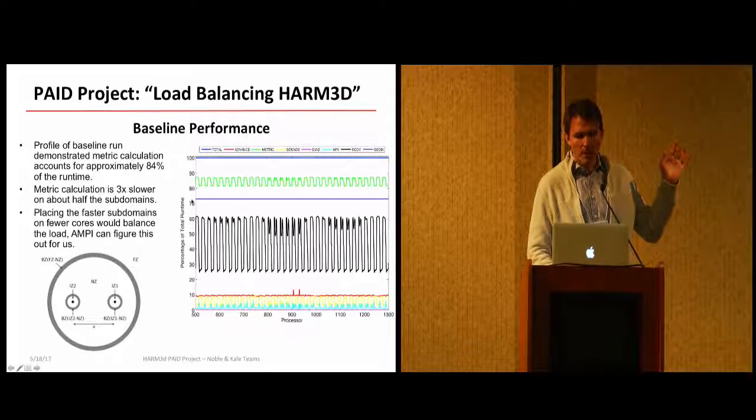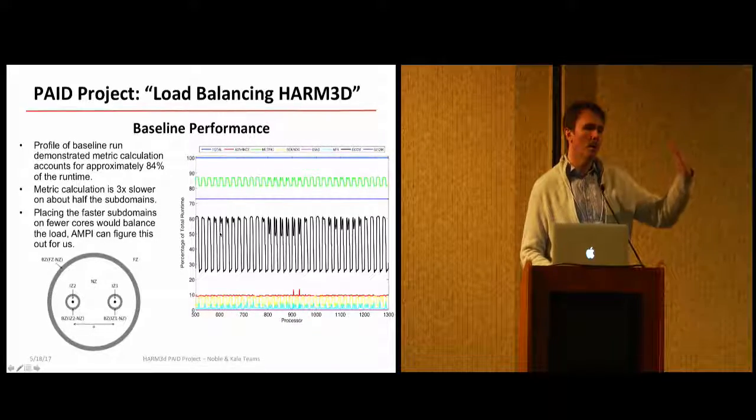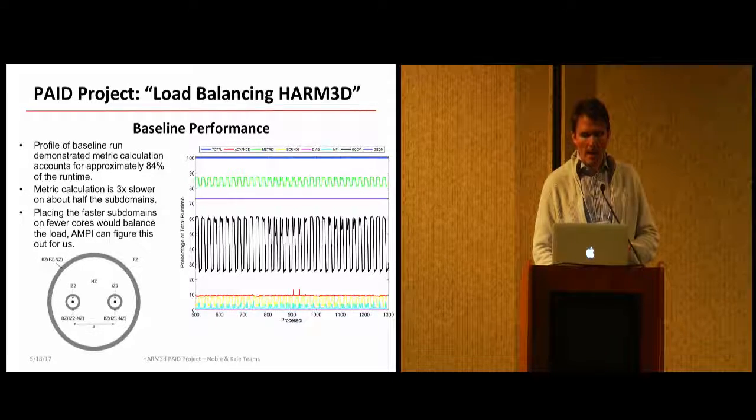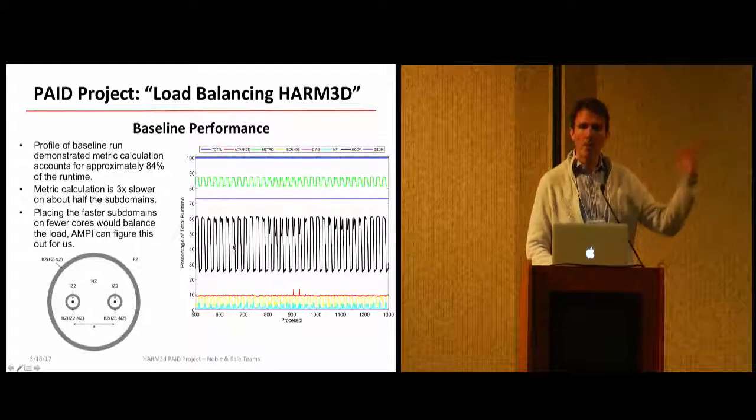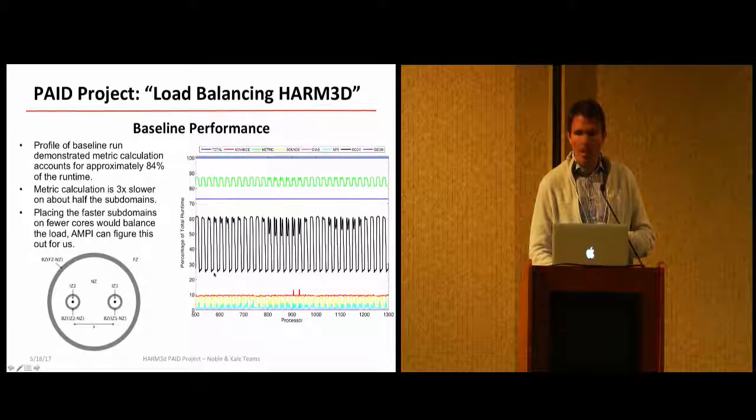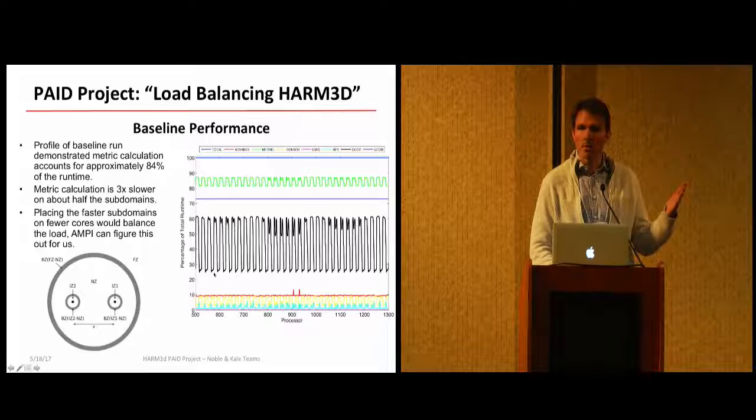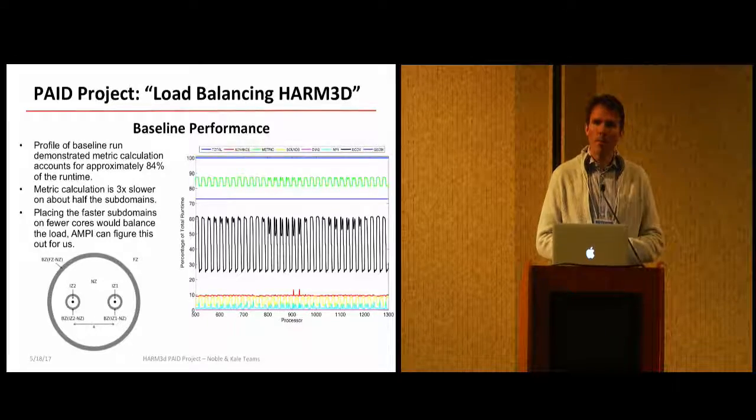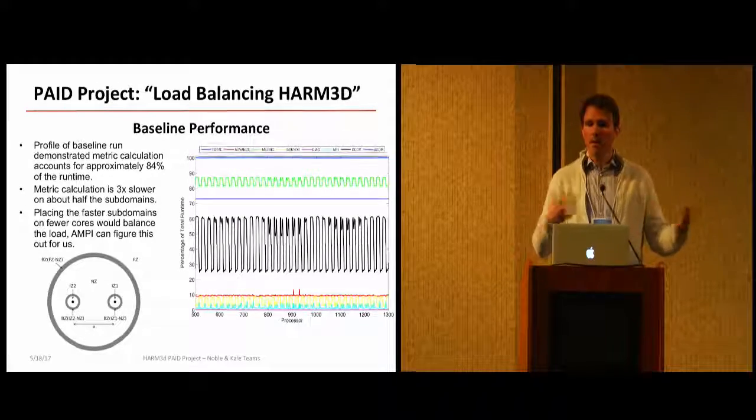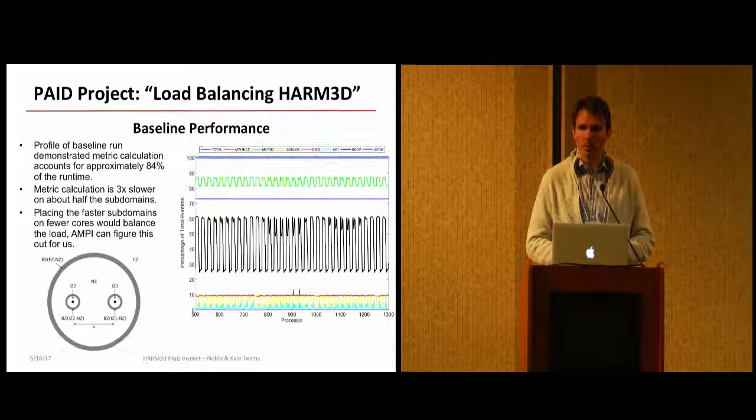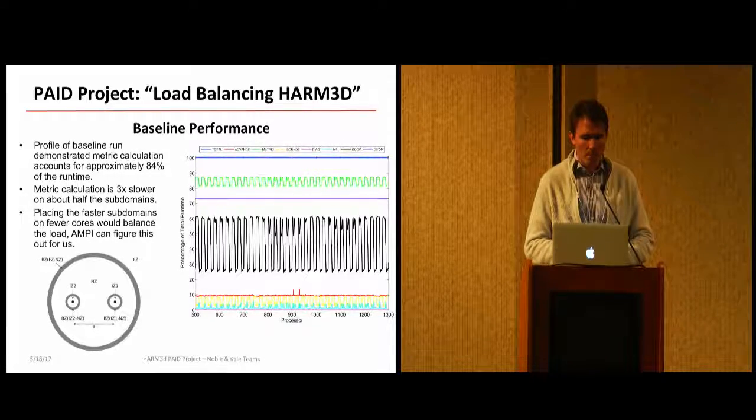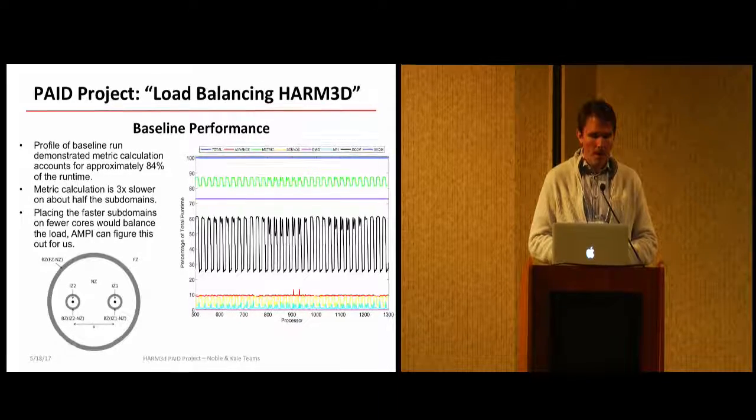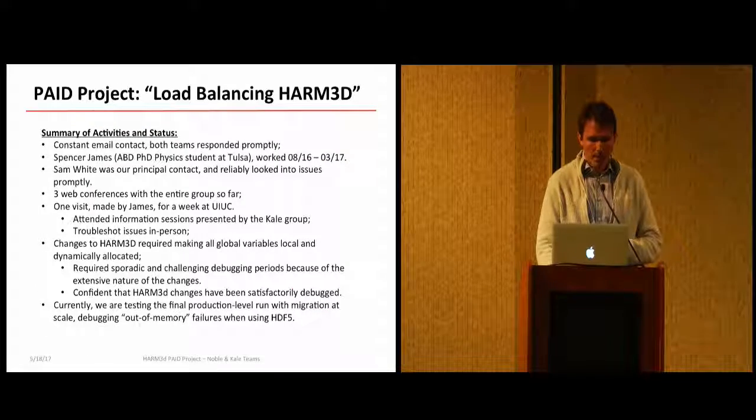This plot shows you how much time a given process spends in a given set of routines. So this black curve is the metric evaluation. You see that about half of the processes don't take very much time to calculate the metric, but in the other half, it takes 3 times as much. So this is the load imbalance that we measured, and the metric can take up to 84% of the runtime. That was our baseline performance measurement.